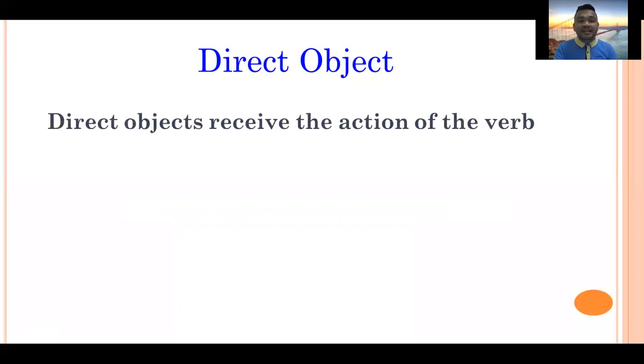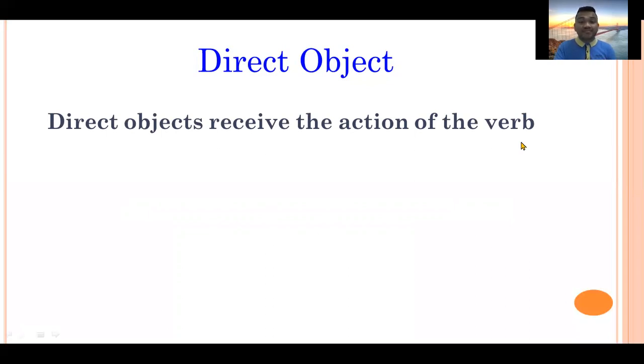Now, in every sentence, we have to remember its parts. Like we have the subject, we have the verb, and we have the direct and indirect object. But today we're going to focus on direct object. But before that, what is a direct object? Now, when we say direct object, they receive the action of the verb. Again, direct objects receive the action of the verb.